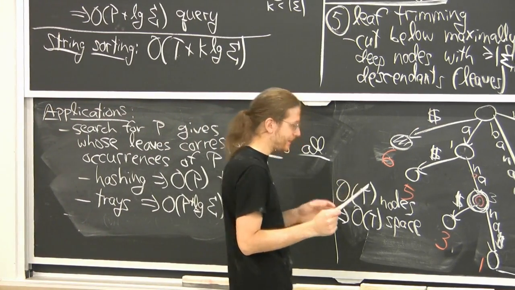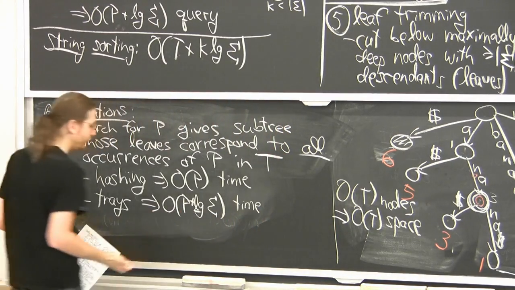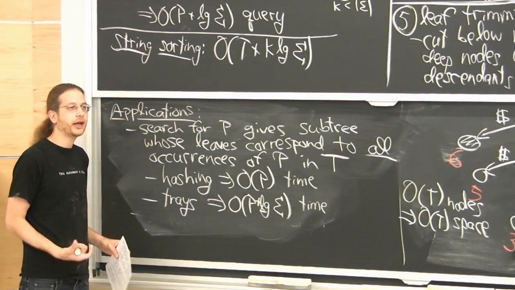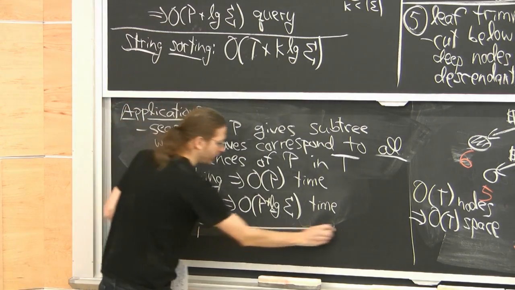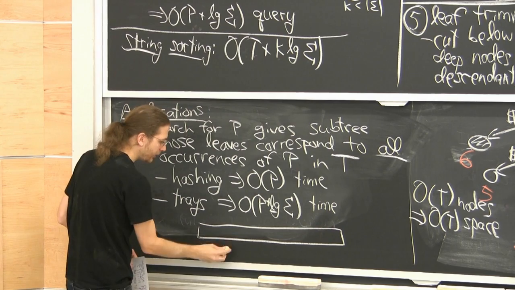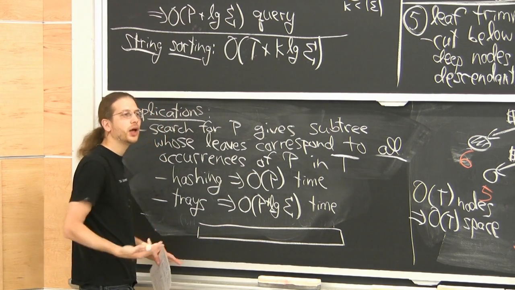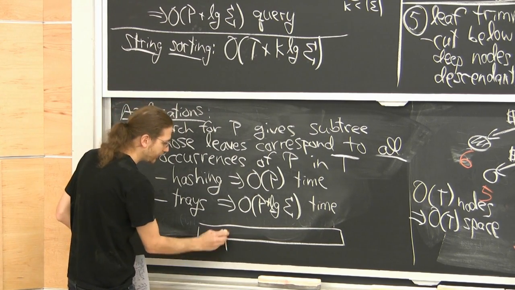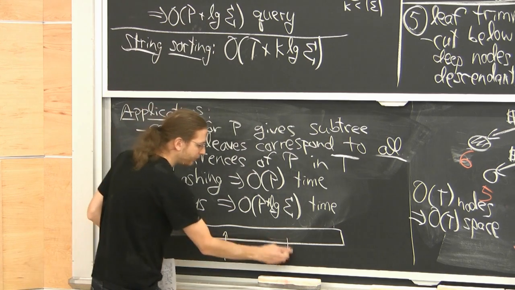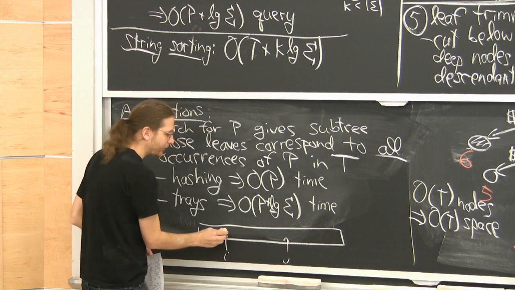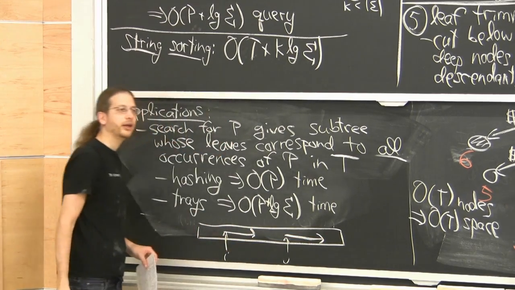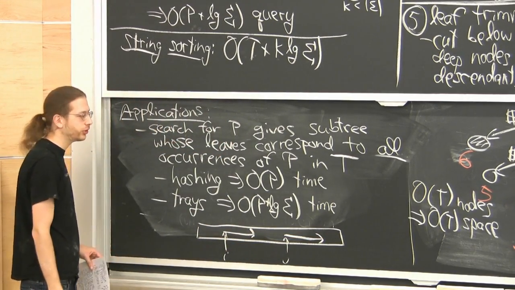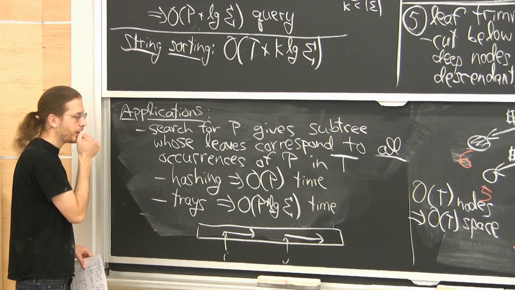Here's another fun one. Suppose I have this giant string, and I just want to compare 2 substrings in it. So here's my giant string. Suppose I want to measure how long a repeated substring is. So I say, well, I've got position i, and I've got position j. Let's say I already know that they match for a little bit. I want to know how long do they match? How far can I go to the right and have them still match? How could I do that?